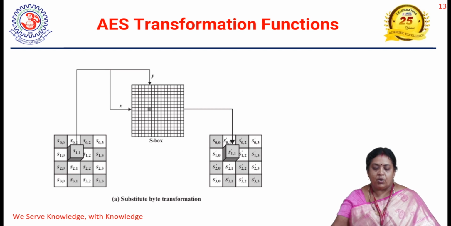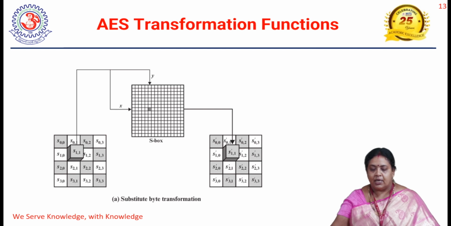Now, the 2 is considered as the row number and D is considered as the column number. So we have to check the second row and D column. Here we have a 16 by 16 matrix. At this intersection, we have some value. That value will be replaced, that value will be substituted.